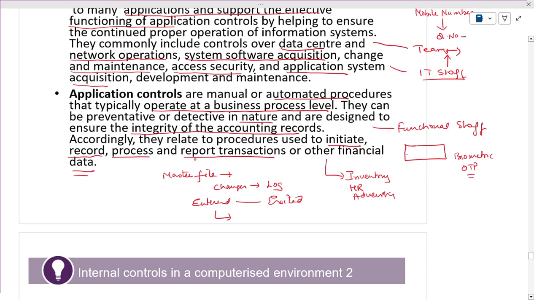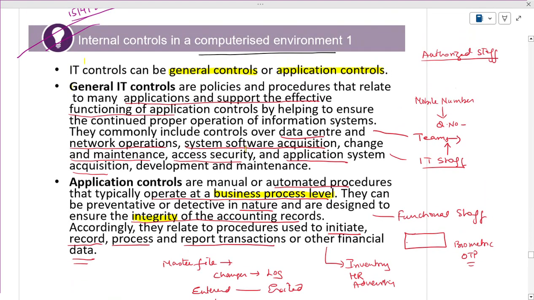Now we are talking about new technology, generating an OTP. They say this OTP will be there only for 60 seconds. This is application controls. In application controls, we are talking at the business process level. They can be preventive and detective in nature. Why are we designing them? To have the integrity of the accounting records. These are the two types of controls.